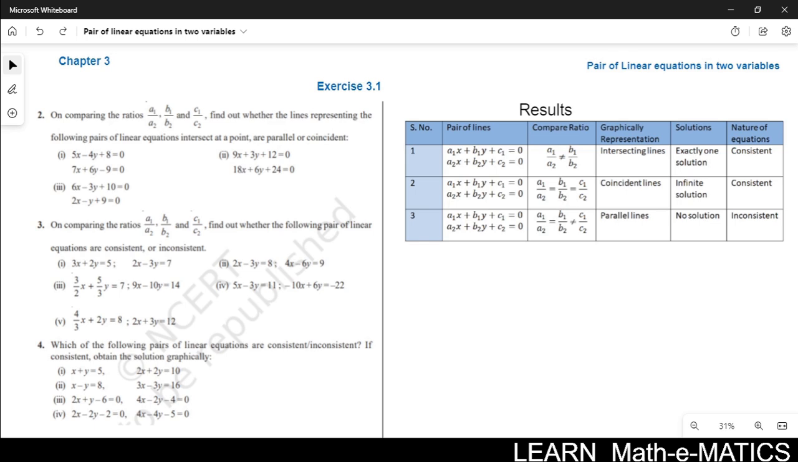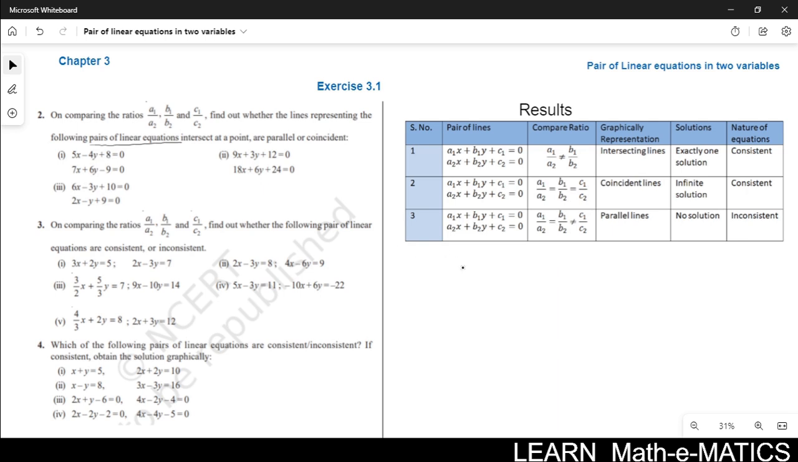Let's start question number 2 of exercise 3.1. The question is on comparing the ratios a1 upon a2, b1 upon b2 and c1 upon c2. Find out whether the lines representing the following pair of linear equations intersect at a point, are parallel or coincident. So we have been given a pair of linear equations, right?